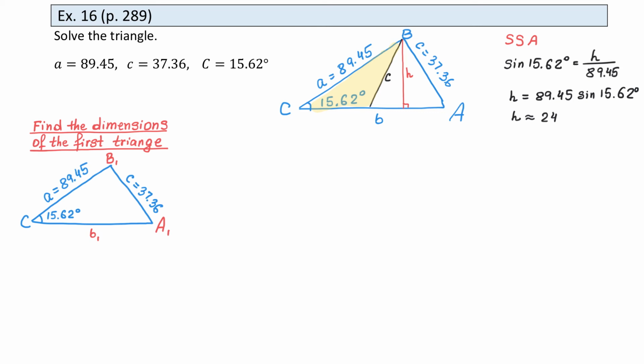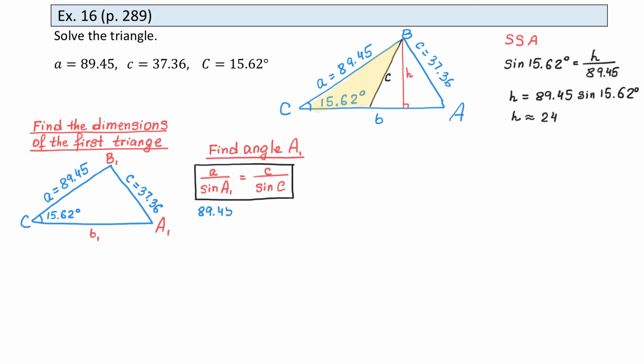Now, because in this triangle we know side C and angle C, and we know side A, we can find angle A sub 1. So, we will use the law of sines. A over sine of angle A sub 1 equals C over sine of angle C. Now let's replace 89.45 over sine of angle A sub 1 equals 37.36 over sine of 15.62 degrees. We will use cross multiplying to multiply sine of angle A sub 1 by 37.36, then we will multiply these two.